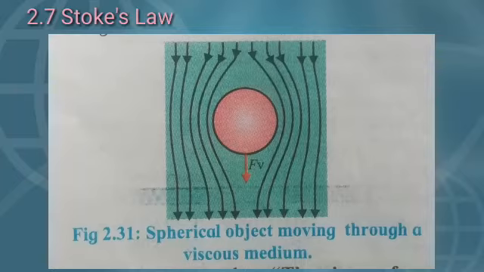In the year 1845, Sir George Stokes stated the law which gives the viscous force acting on a spherical object falling through a viscous medium. Consider a small sphere falling through a viscous medium, and Fv is the viscous force acting on it. Small r is the radius of the sphere and v is the velocity through the fluid.